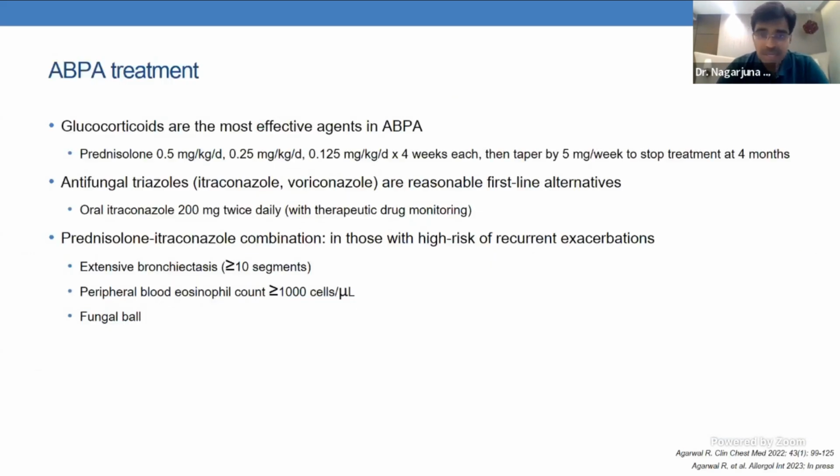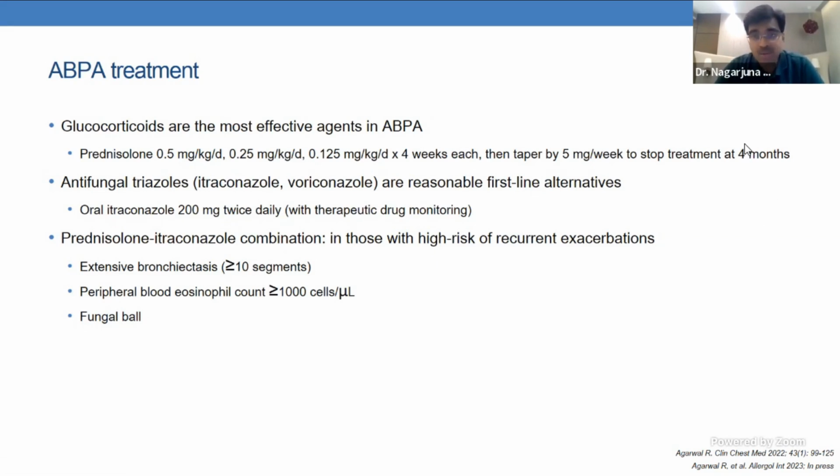So to summarize ABPA therapy: since ages, glucocorticoids have remained the backbone or cornerstone for managing ABPA, but the dose we use has come down to medium dose, that is 0.5 milligram per kg to begin with. Then we slowly taper down, give it for 4 months, and then stop.